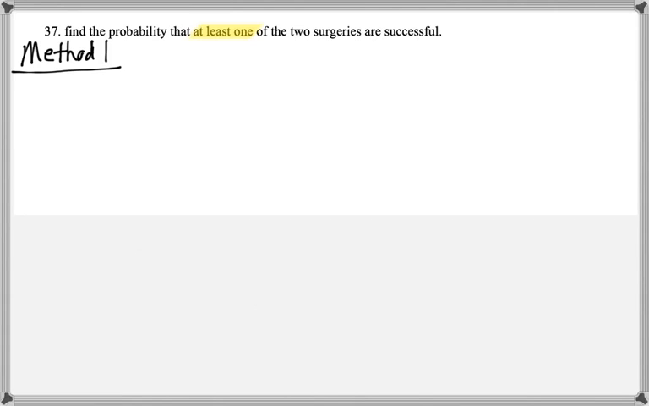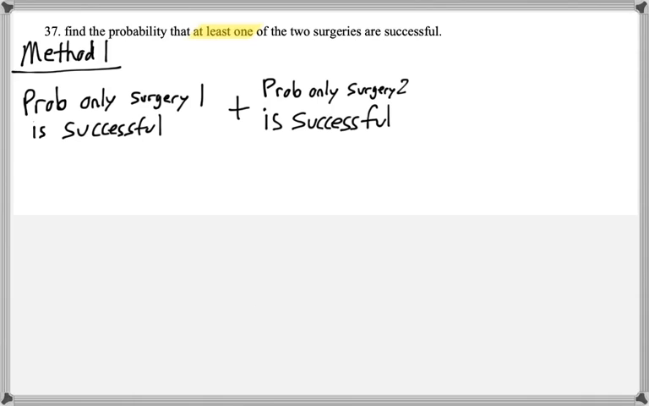So that could mean that only surgery 1 is successful. It could mean that only surgery 2 is successful. Or it could mean that both are successful. And we need to add up all of the probabilities for these three scenarios. And we've already calculated them in the previous questions.